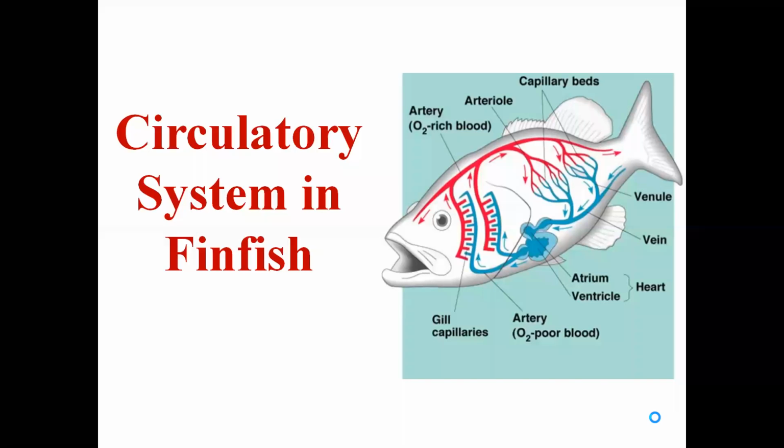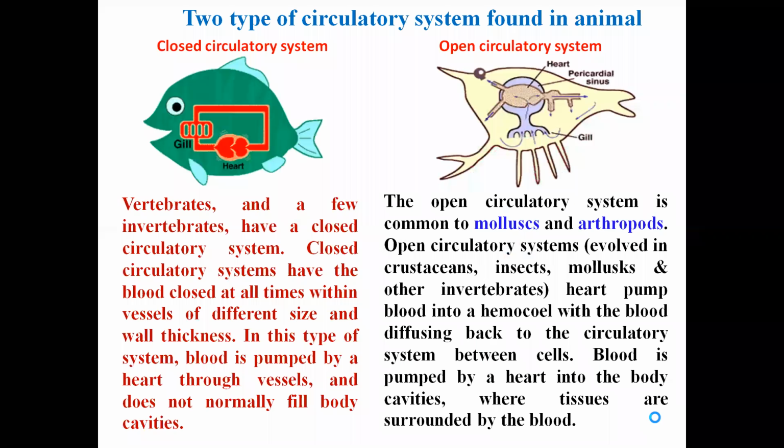Okay, so if I'm talking about the circulatory system in animals, there are basically two types of circulatory system. One is the closed circulatory system and another is the open circulatory system. The closed circulatory system is found in the vertebrates. There are a few invertebrates also which have the closed circulatory system, and all the vertebrates have a closed circulatory system.